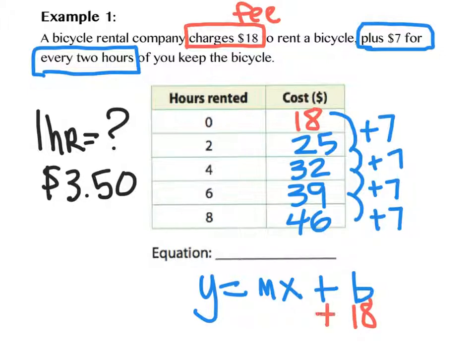And it said I'm plussing it. The letter X is going to represent how many hours I keep the bicycle. And the letter M is going to represent how much only 1 hour costs. So I'm going to put in $3.50. And all of that is how I would find out Y, which is this column in the table of how I find out my total amount of money.